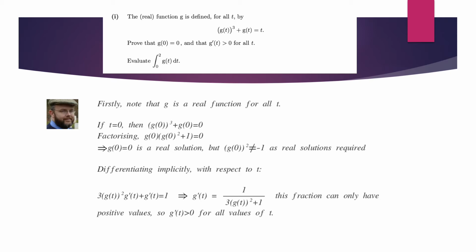As for getting the gradient function, well, differentiating is easy enough, and I've written it down there. And if you factor out the g prime of t, you can write that as a fraction, 1 over 3 g of t all squared plus 1. Now, you can see that the g of t is squared here, so it doesn't matter whether you're getting positive or negative values, that's always going to be positive, and so we've got 1 divided by a positive number, so therefore the gradient function must always be greater than 0, which is what they asked us to show.